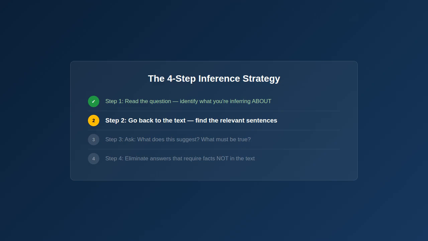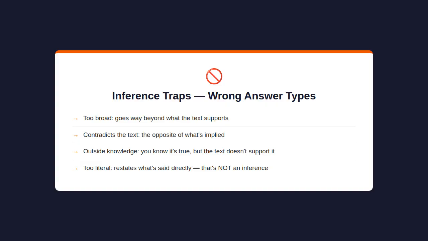Inference traps, wrong answer types. Too broad: goes way beyond what the text supports. Contradicts the text: the opposite of what's implied. Outside knowledge: you know it's true, but the text doesn't support it.